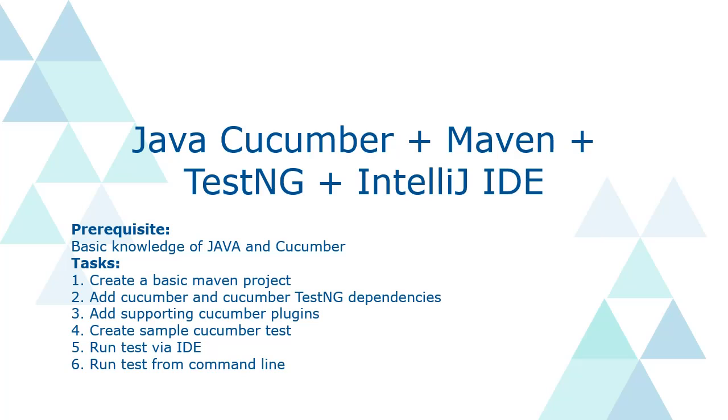Okay, so moving on a granular level, these are the tasks that we would be doing. First, we will create a basic Maven project. Then we'll add Cucumber and Cucumber TestNG dependencies. Then add supporting Cucumber plugins. Then create a Cucumber test. Then run the test via IDE. Then finally run these tests via command.